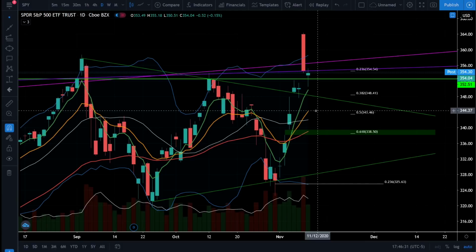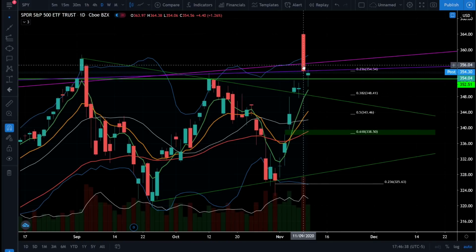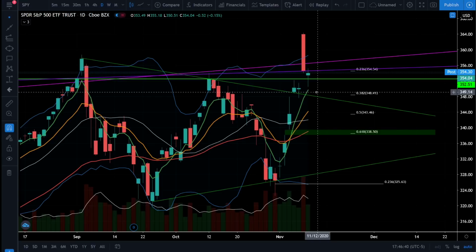So the bullish price action and the bullish trending are showing us that we're likely to continue to go higher in this market, but we are getting a little far extended, and it could be time for a pullback before we continue to head higher.